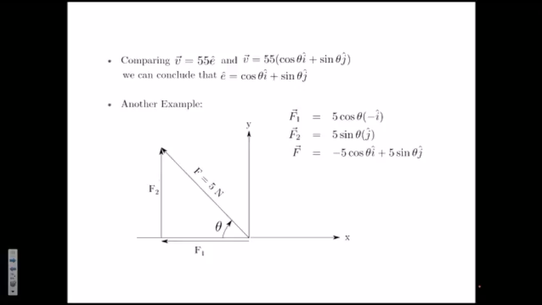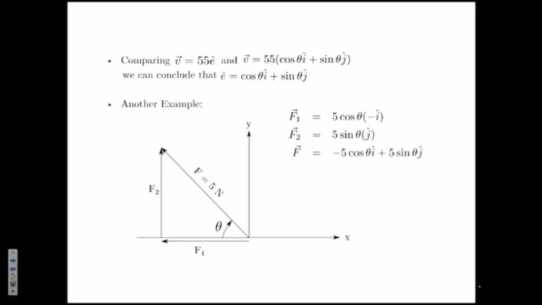Okay, so let's look at an example. We have already written v in polar representation as this, and v in Cartesian representation as this. Both of them are the same vector, so they have to be the same. So if we compare, you can see that the unit vector actually is nothing but cosine theta i hat plus sine theta j hat. Right? So that's the unit vector.